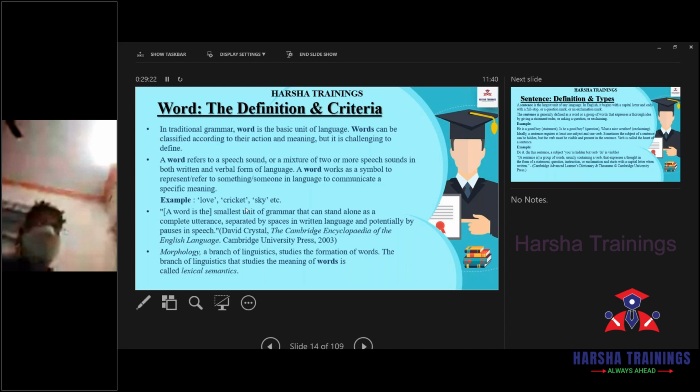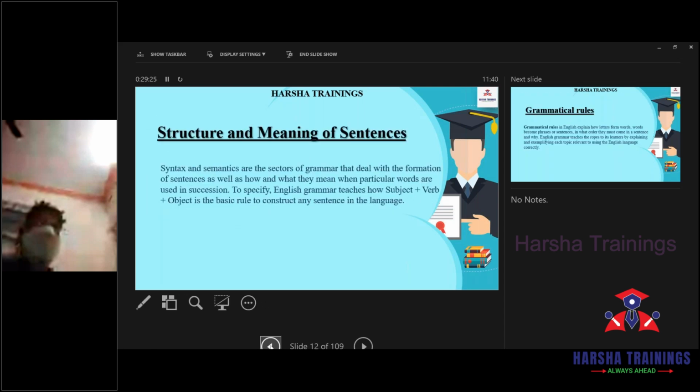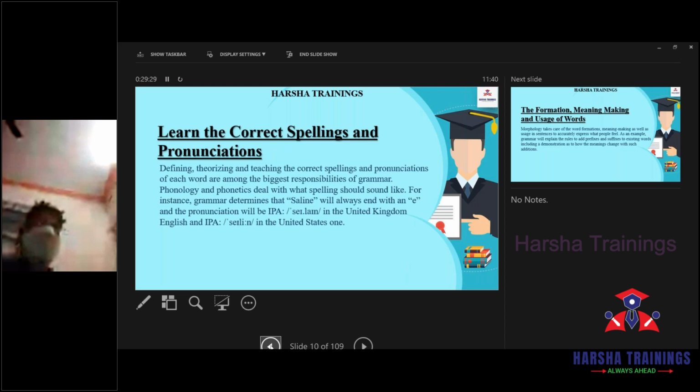S-Y-L-L-A-B-L-E. See, if we go to this slide where we discussed saline, one word we can break into different parts based on the sound change. The sound is changing, right? So sa becomes one syllable, one speech sound, and line becomes another speech sound. You will find these in dictionaries. If you have ever opened a dictionary, they put a slash in words to show how to pronounce that word. Those are called syllables or speech sounds.